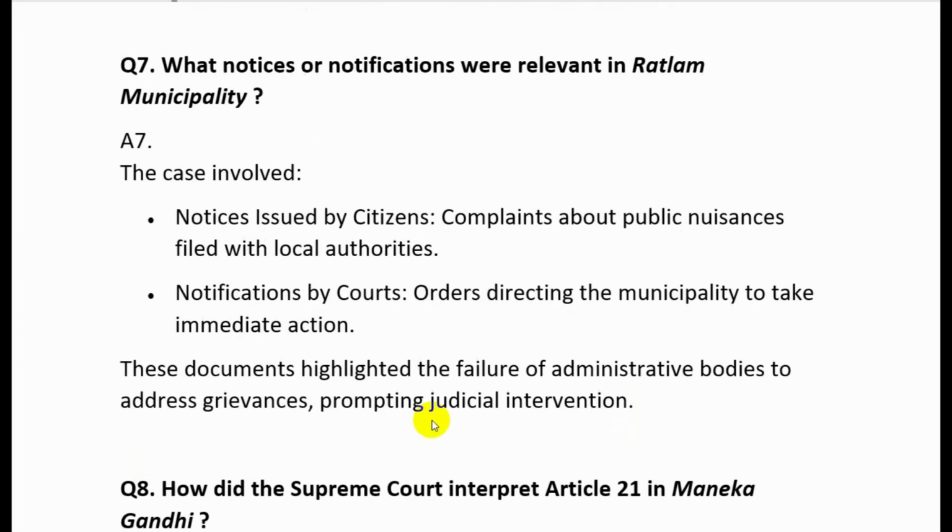Next, let's look at the next one. What notice or notifications were relevant in Ratlam municipality? The case involved notices issued by citizens, complaints about public nuisances filed with local authorities, and orders directing the municipality to take immediate action. These documents highlighted the failure of the administrative bodies to address grievances, prompting judicial intervention.